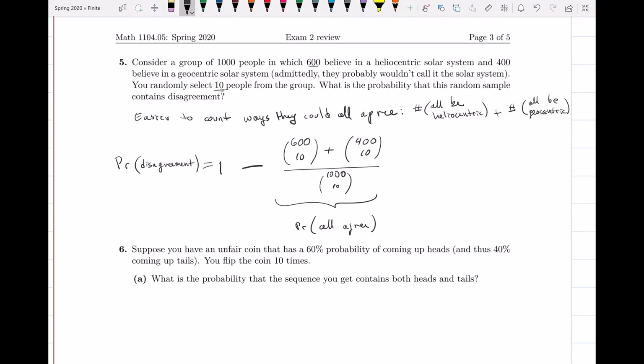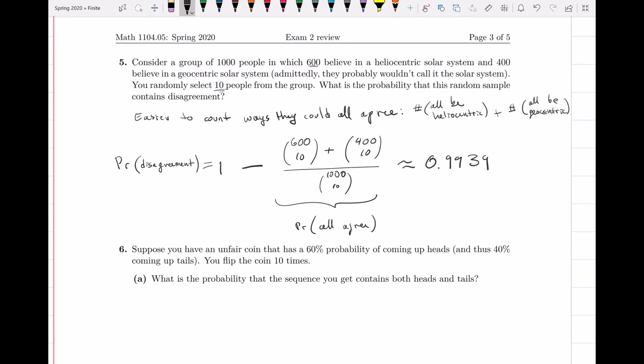Equals 1 minus the probability that they all agree. If you plug this into a calculator, you would get 0.9939. So the probability that there's some disagreement is extremely high.